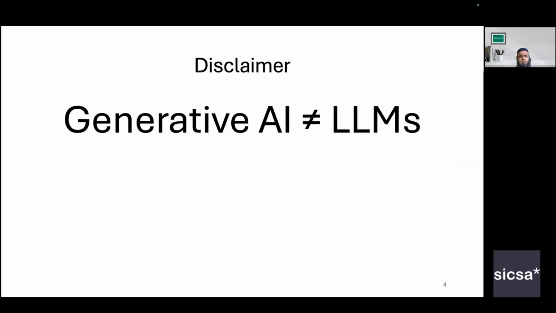Before we start, a bit of a disclaimer here. Although the title says generative AI for medical computer vision, here generative AI does not just mean LLMs. Basically, we are talking about generative models such as generative adversarial networks and neural diffusion models. So you won't see anything related to LLMs here today.